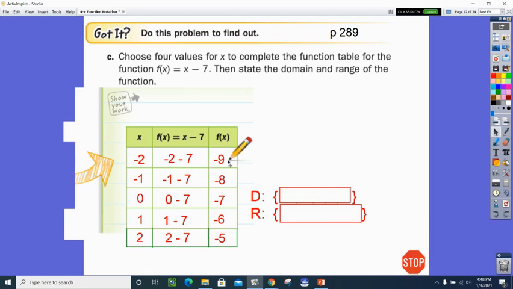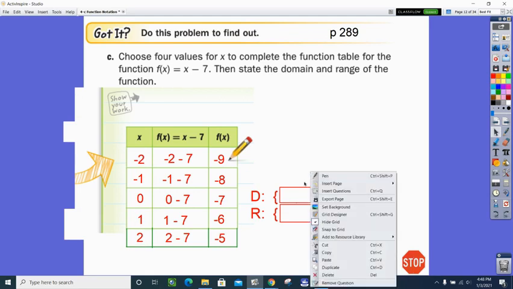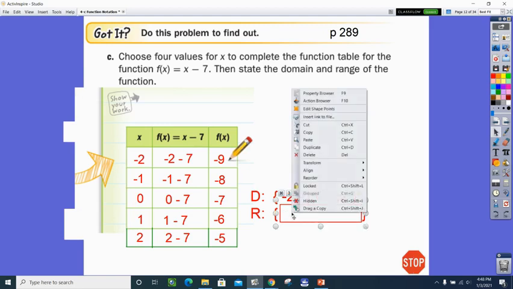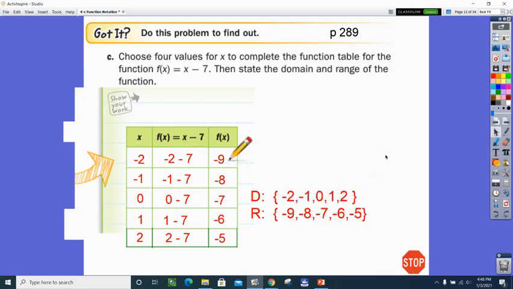But now before we go forward, let's look, what is our domain? Well, our domain that we chose was -2, -1, 0, 1, and 2. What's our range from that domain? Well, it's going to be -9, -8, -7, -6, and -5.